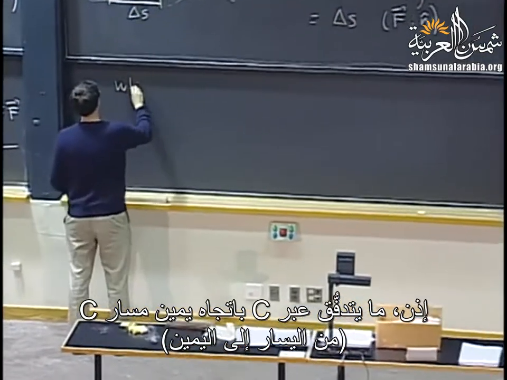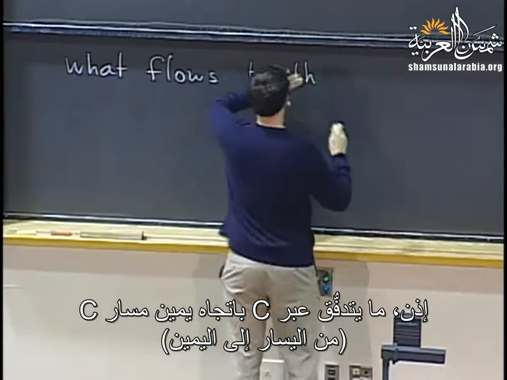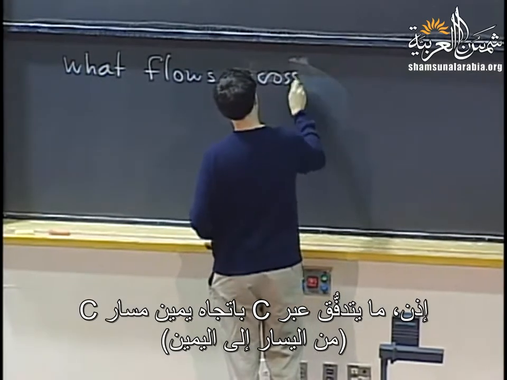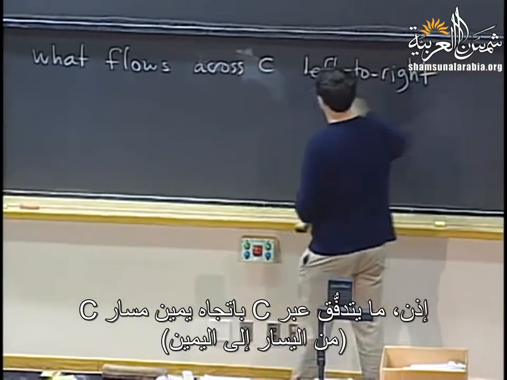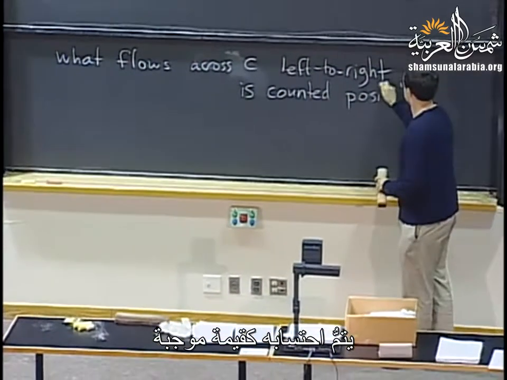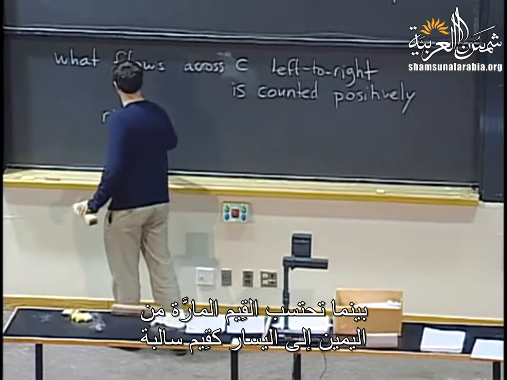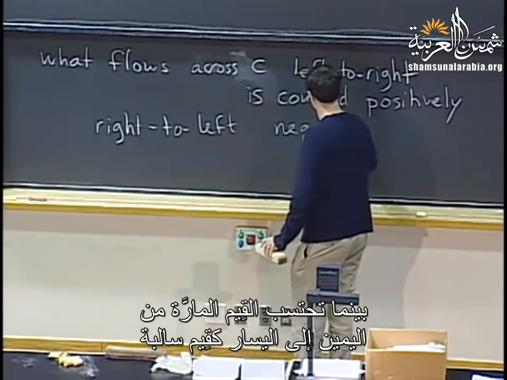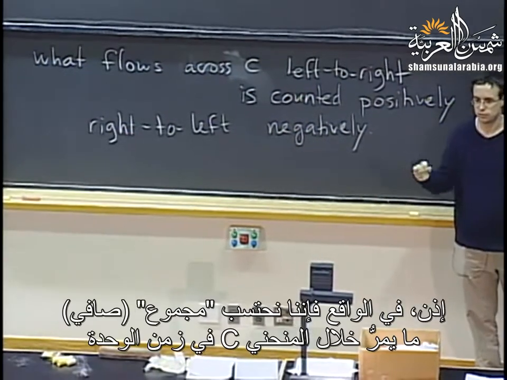Okay, so what flows to the right of C, across C, from left to right, is counted positively, while what flows right to left is counted negatively. So in fact, it's the net flow through C per unit time.